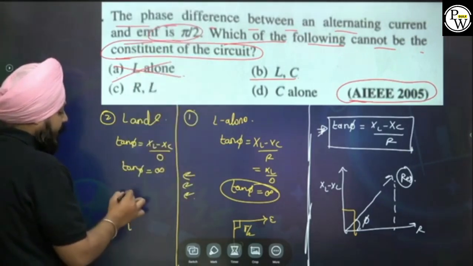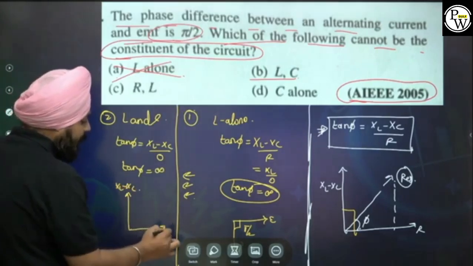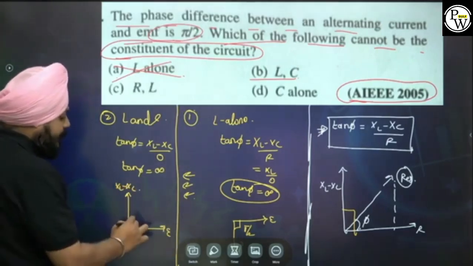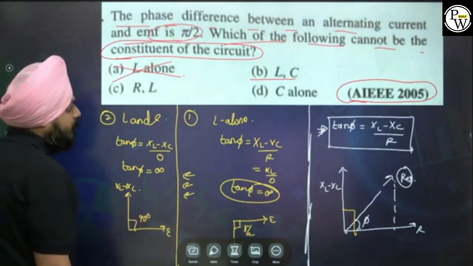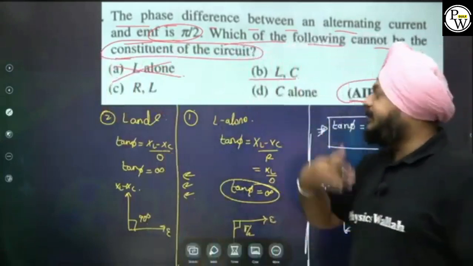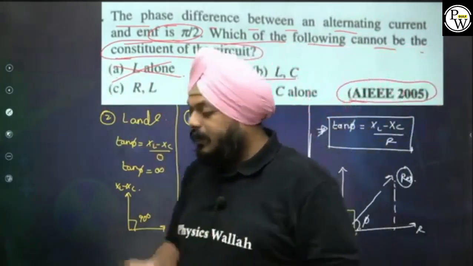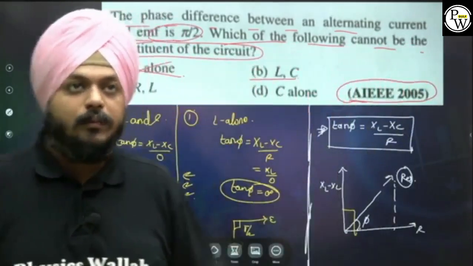So I must say here it is XL minus XC, and this will be the EMF. Again, a phase difference of 90 degrees is possible. If the circuit contains L and C, there is the possibility for the phase difference between the EMF and the current to be pi by 2.